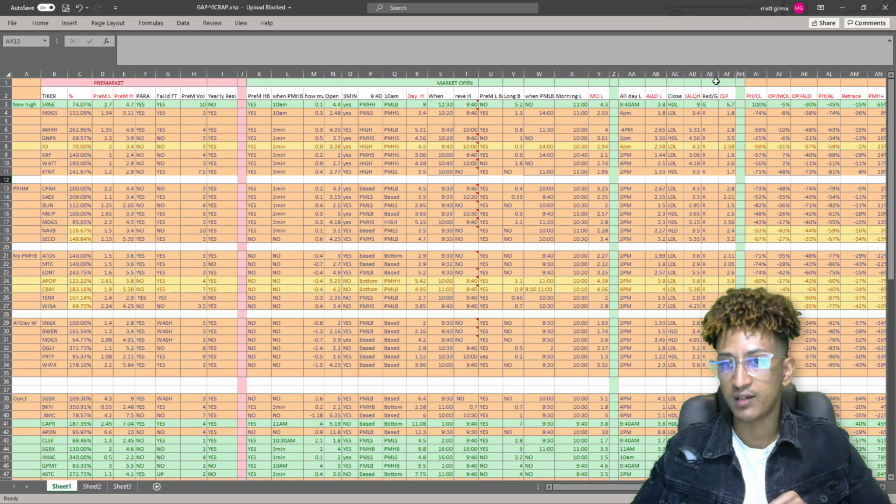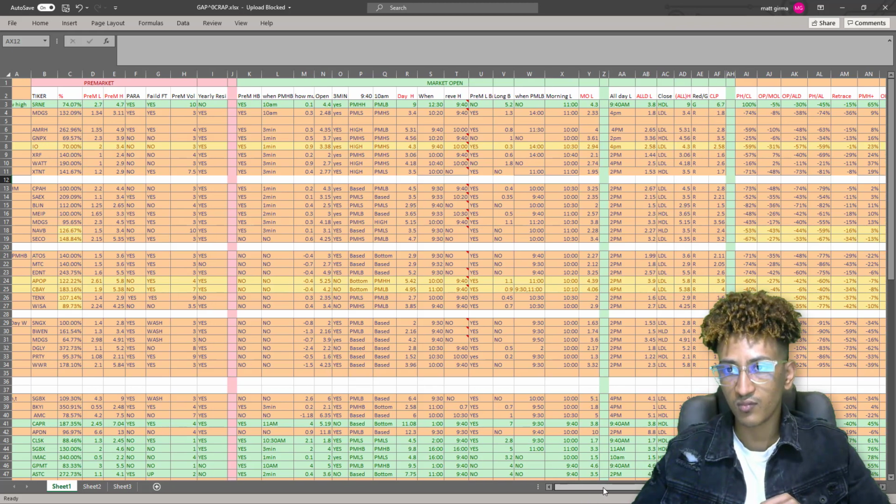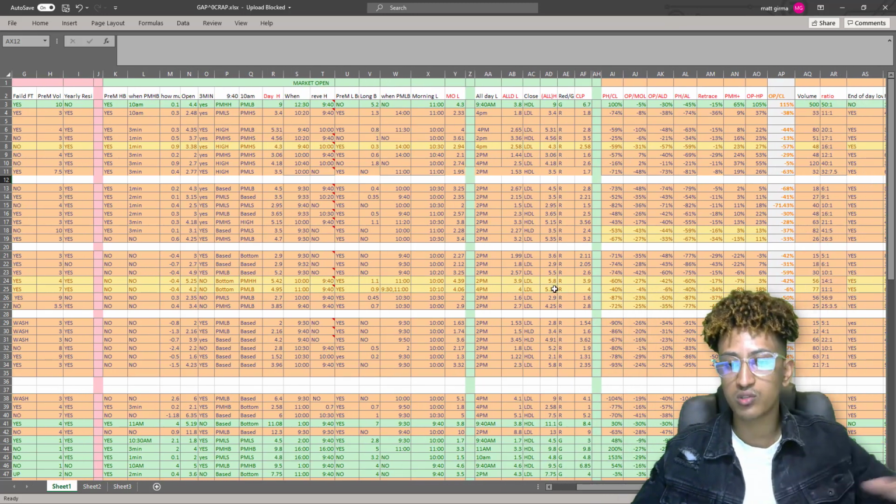All right, now did the stock close red on the day? Did it close green or red? As you can see, the majority of the time, they close red. What was the closing price? All right, so all of those are data points.